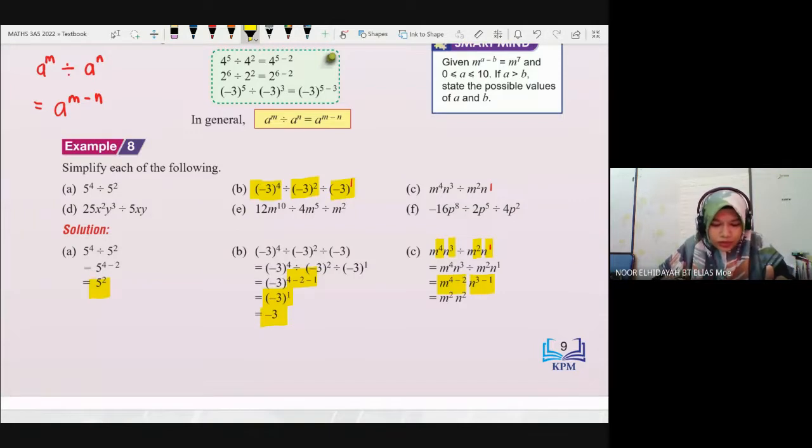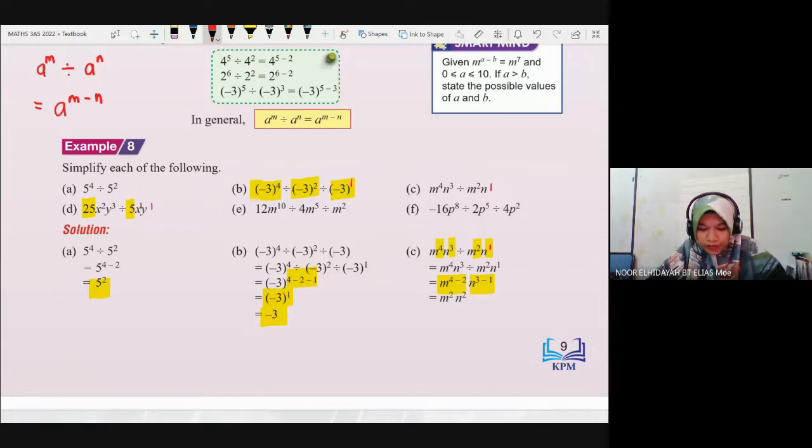The next example, when it has a coefficient. Sama saja macam kita selesaikan untuk multiplication. Untuk coefficient you have to solve separately. You divide 25 divided by 5 and then you solve for the other base. So now here you have x power of 1, y power of 1.